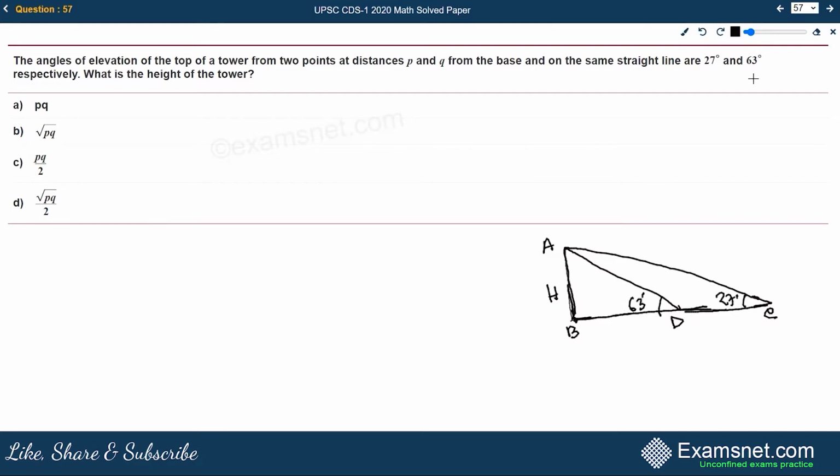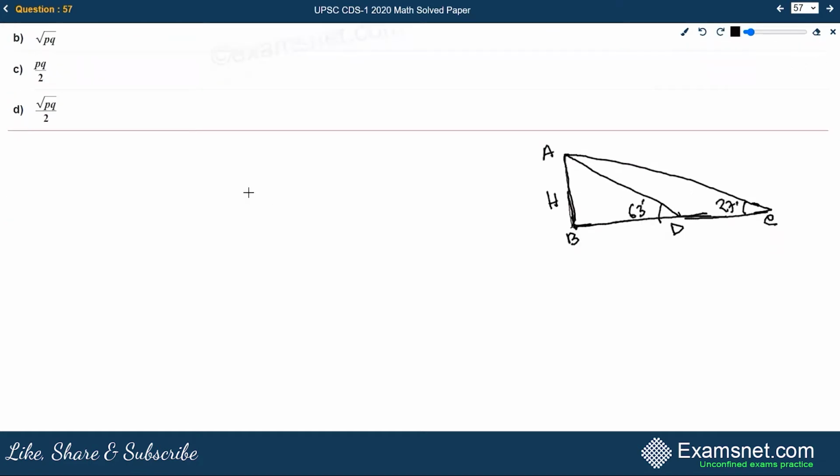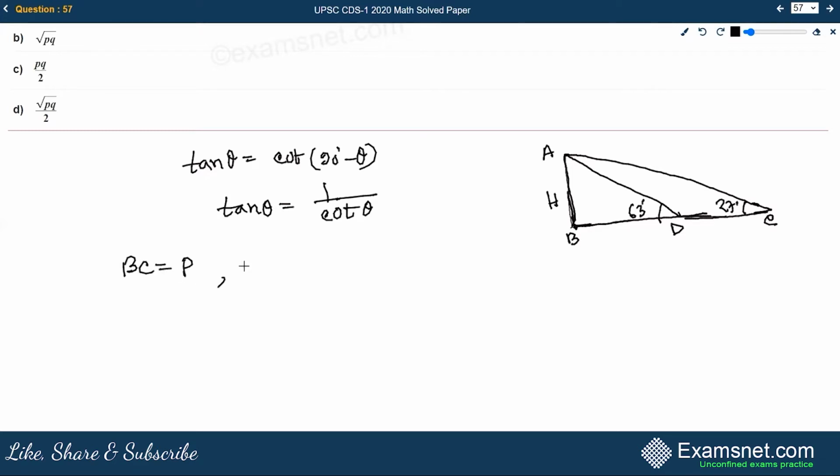Here, the formula or the concept that we are going to use is tan theta equals cot 90° minus theta. The first one is, tan theta is perpendicular by base, cot theta is base by perpendicular. Also, tan theta is 1 by cot theta. And here we are given BC equals P unit, BD equals Q unit.